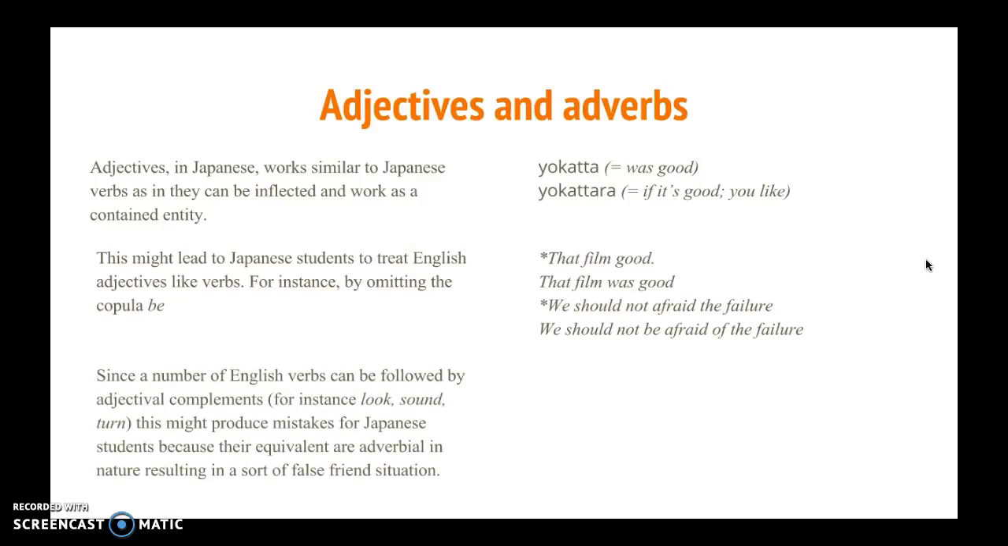Since a number of English verbs can be followed by adjectival complements, for instance look, sound, and turn, this might produce mistakes for Japanese students because their equivalents are adverbial in nature, resulting in a sort of, well, this is my description, but a false friend situation. So it looks tastily, it sounds strangely, it turned bluely. Note that there are adverbials at the end.